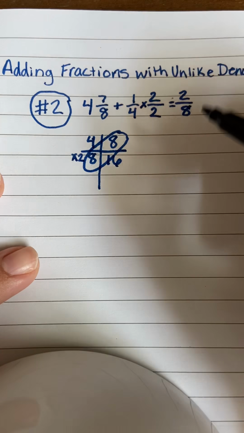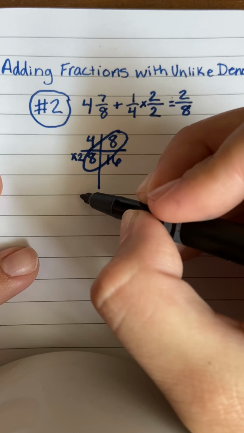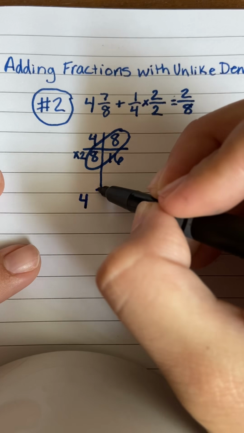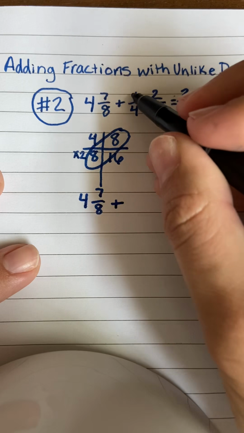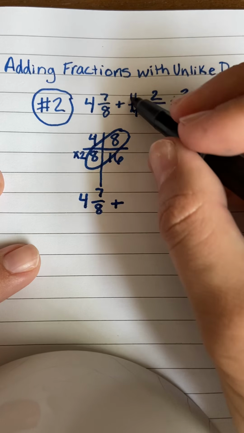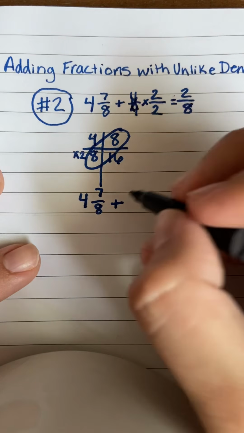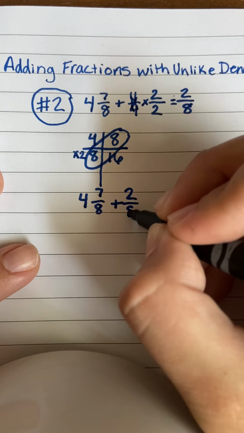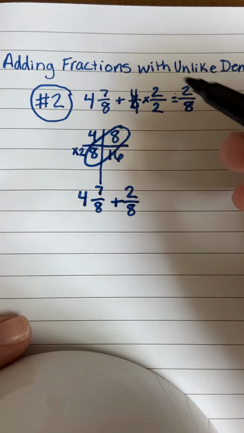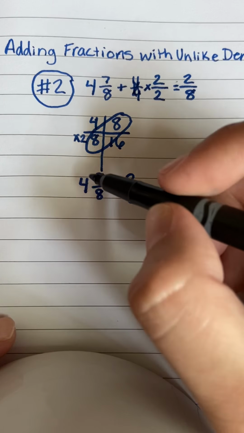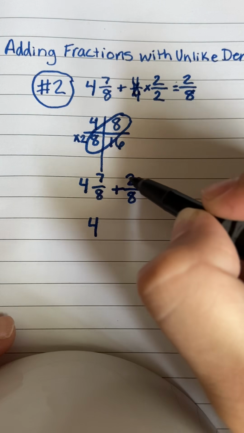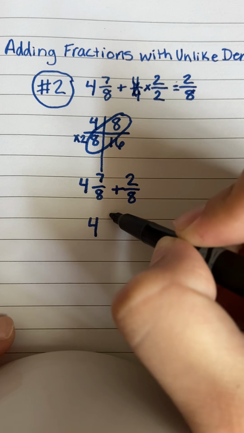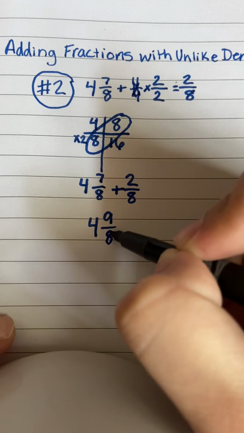So now I'm going to rewrite the problem that I have down here. I've got 4 7/8, nothing changed with this, plus 1/4 is now gone, and now I have 2/8. Now I can go ahead and add to find the sum. 4 plus nothing is 4. We don't have a whole number there. 7 plus 2 gives me 9/8.